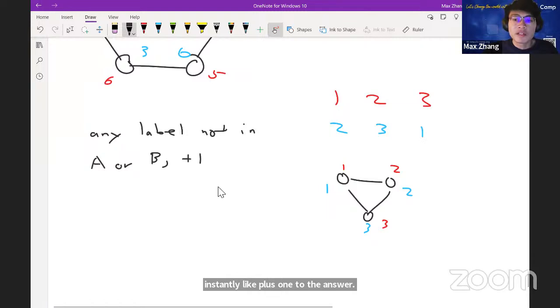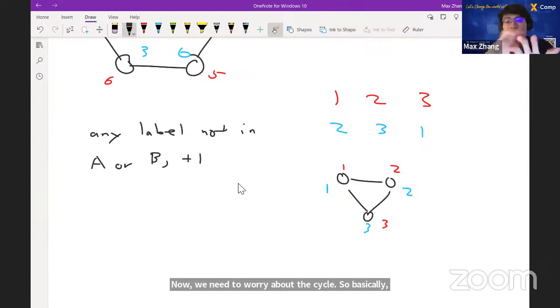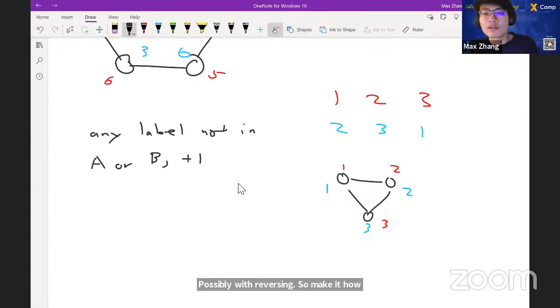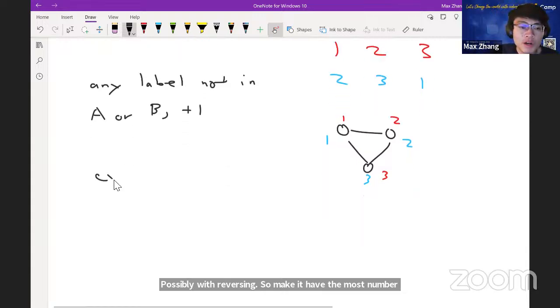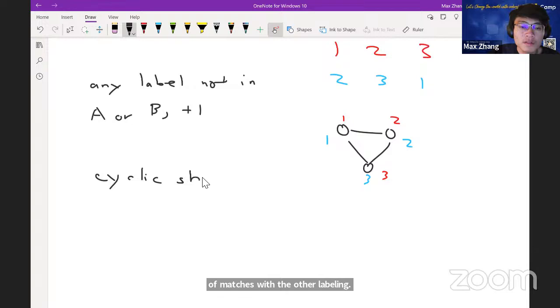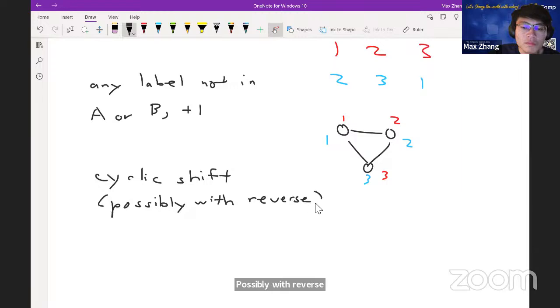Now we need to worry about the cycle. So basically, what this is really asking is that we have two different labelings, and we just need to find a cyclic shift of one of the labelings, possibly with reversing, to make it have the most number of matches with the other labeling. So we just want a cyclic shift, possibly with reverse, so that we get the maximum number of matches.